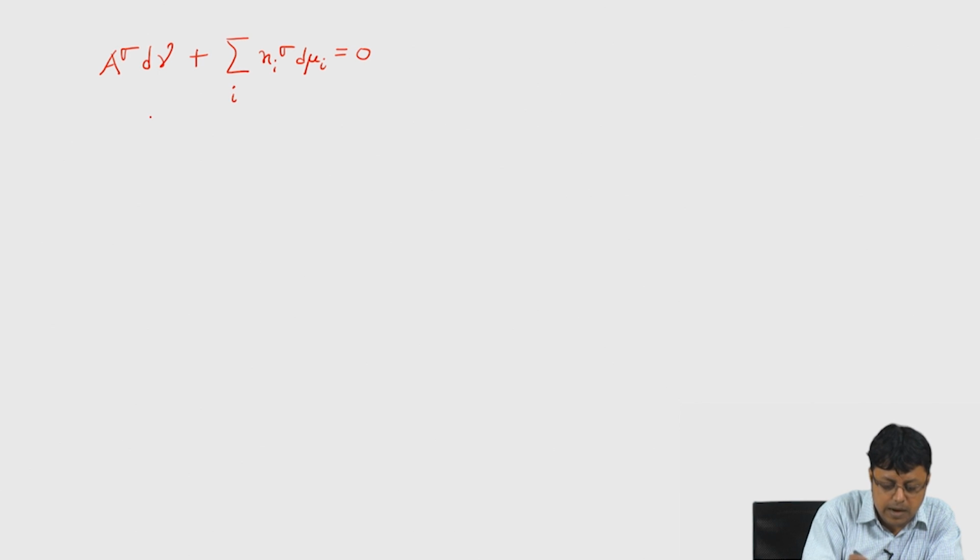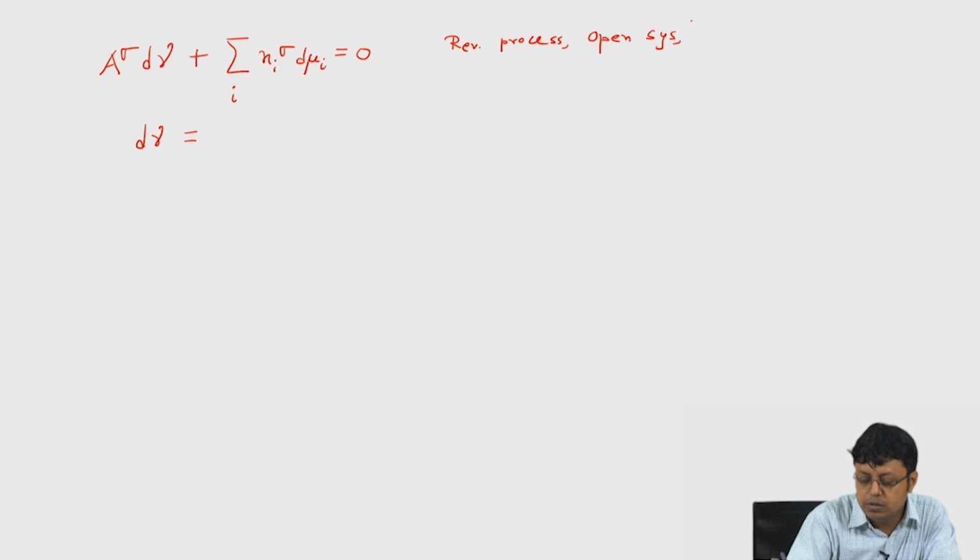Now, we can rearrange it a little bit, and we can get the value of d gamma. Remember, this is for a reversible process, and this is for an open system, because we have made it very general, and also for constant temperature, because we have dropped the S dT term. So, d gamma is nothing but minus the sum of n I sigma divided by A into d mu I.